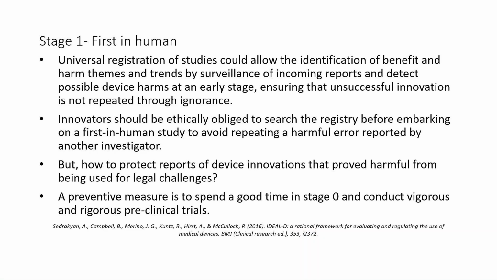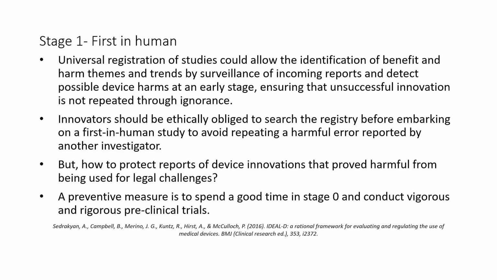Okay, stage 1 is first in human. So for any kind of first in human studies, you need a universal registration of studies which could allow the identification of benefit and harm themes and trends by surveillance of incoming reports, and detect possible device harms at an early stage, right? Ensuring that unsuccessful innovation is not repeated through ignorance.